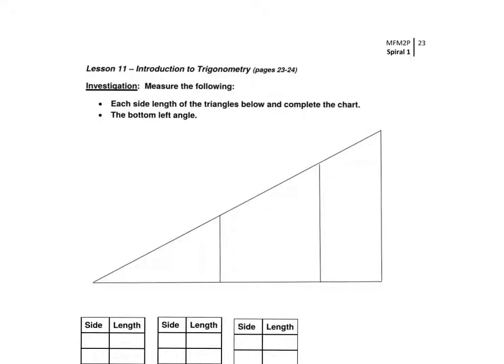So today what we're going to do is work on this investigation, right? The investigation is their first foray into a thing called trigonometry. So here's what we're going to do. We're going to measure this triangle from the bottom left angle. The bottom left angle here is about 30 degrees, right?